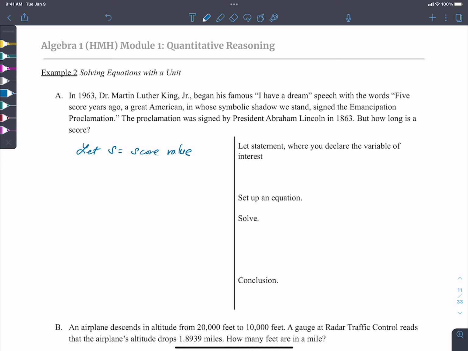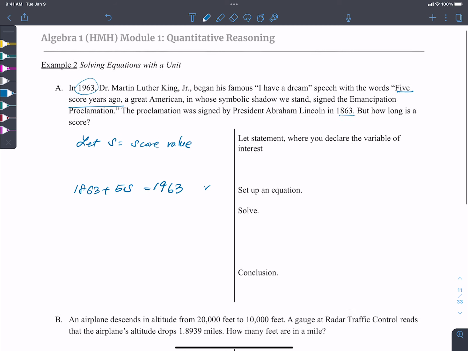All right. So it appears that in 1963, it started. That's where it started, right? And then we added, how much time has elapsed, guys? 5 score years ago. There are 5 scores, 5 S's has elapsed. And then it became 1963. Just like that. Right? So that's the setup. Now we're going to solve, and we're going to conclude them. Do me a favor, guys. Go ahead and solve that.